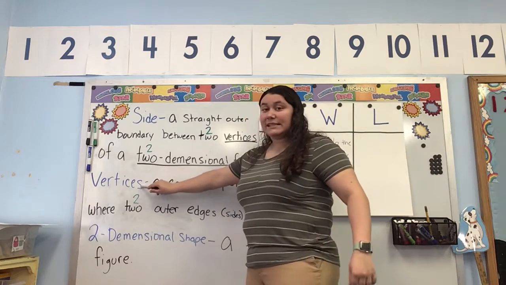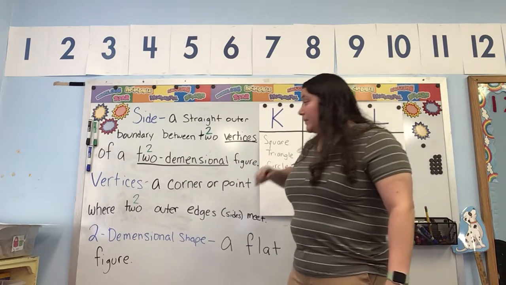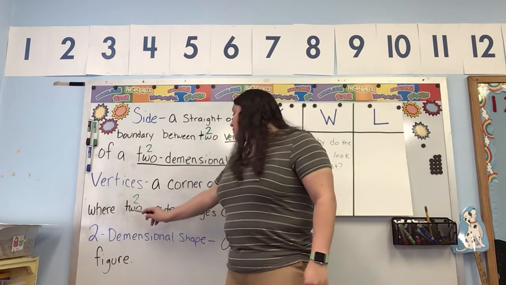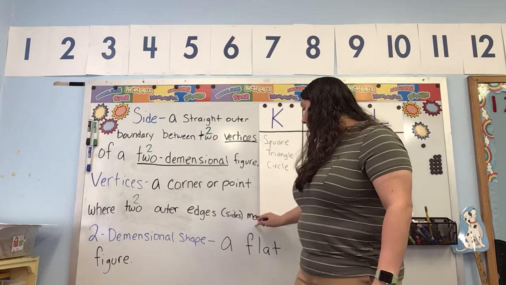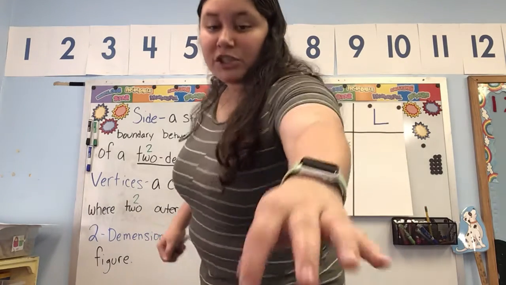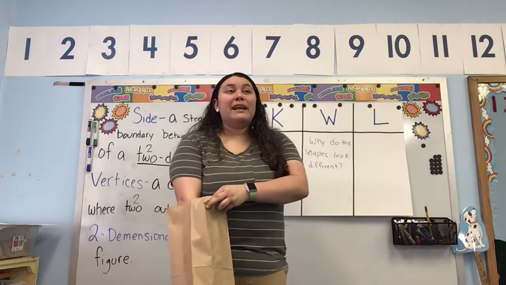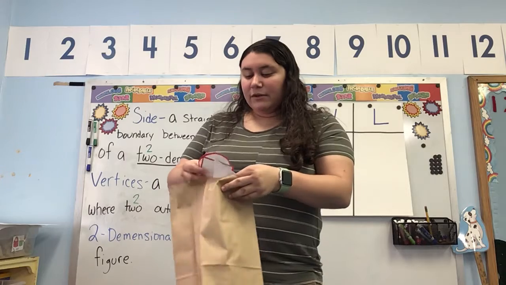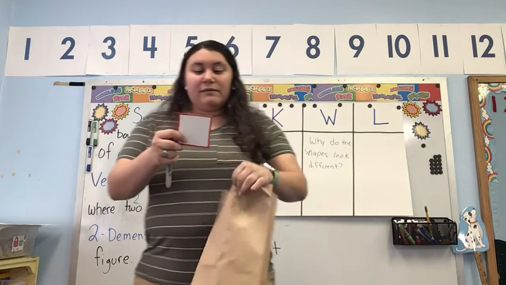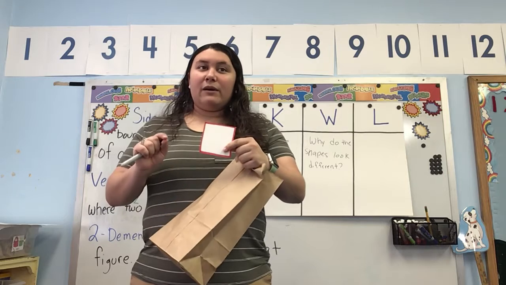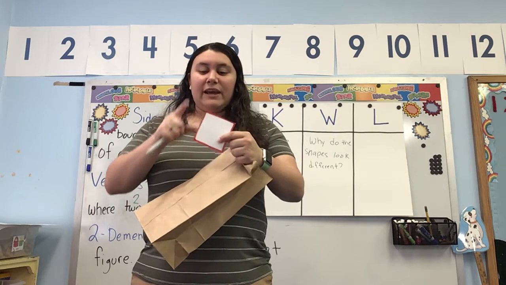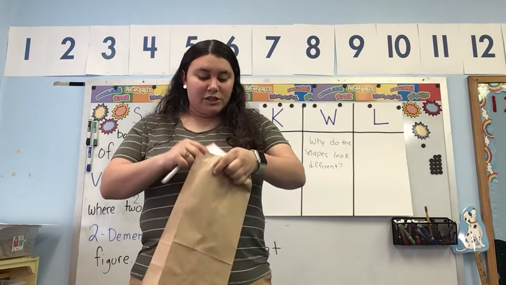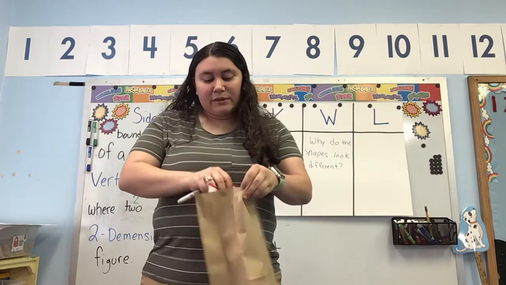So let's look at our next vocabulary word. It is vertices, and we had it in our side vocabulary, right? Vertices. It is a corner or point where 2, how many? 2 outer edges or sides meet. So if we look at our shapes, we called them points earlier, but now I want us to use the word vertice. What's the word? Vertice, correct, right? Earlier we counted points, now we're going to go ahead and count the vertices, right? 1, 2, 3, and 4. Good job.